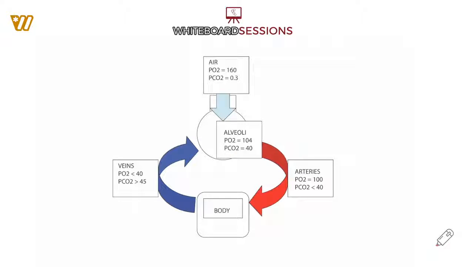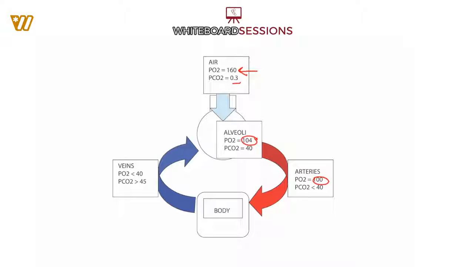If you see here, air coming into the body has a partial oxygen pressure of 160, all right? Very low carbon dioxide, it's at 0.3. When it gets to the alveoli, the partial pressure of oxygen starts to decrease. It's about 104, but look at the arteries. The partial pressure of oxygen is 100. So if they ask a question on the test, what area of the body has a partial pressure about equal to the arteries? The answer would be the alveoli.